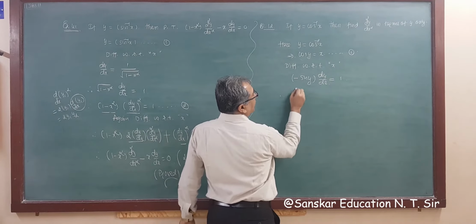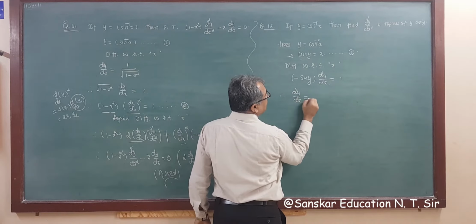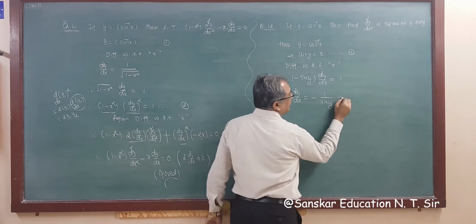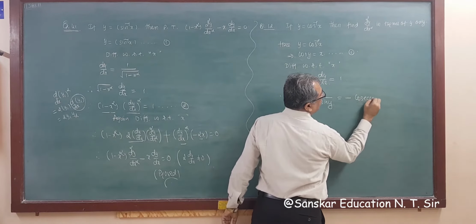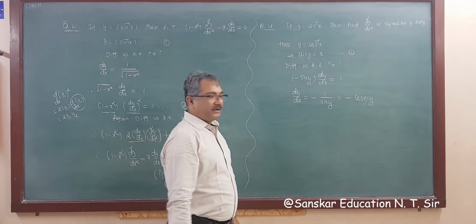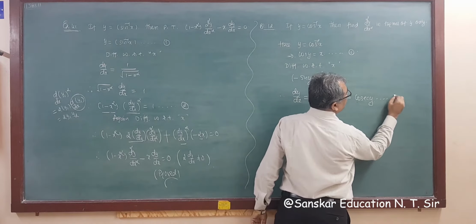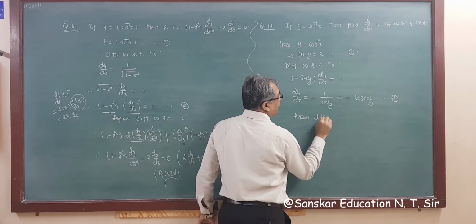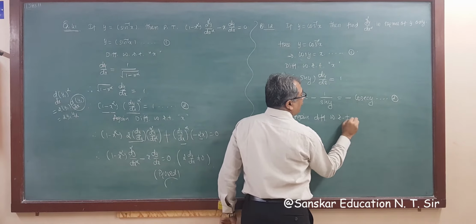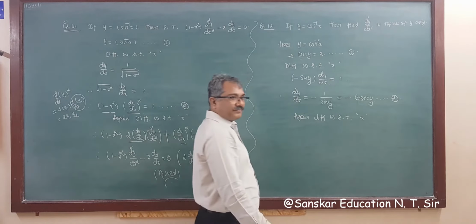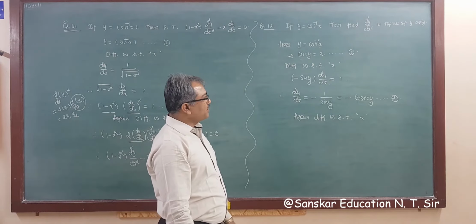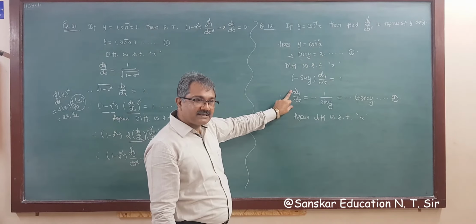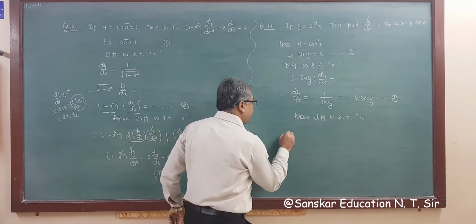So dy by dx is equal to minus 1 upon sin y, that is minus cosec y. Say this is result number 2, and again differentiating with respect to x. Right? So derivative of y1, dy by dx, is d square y by dx square.